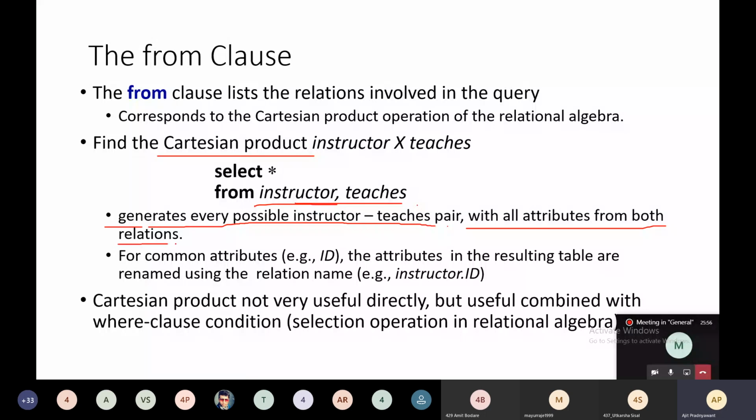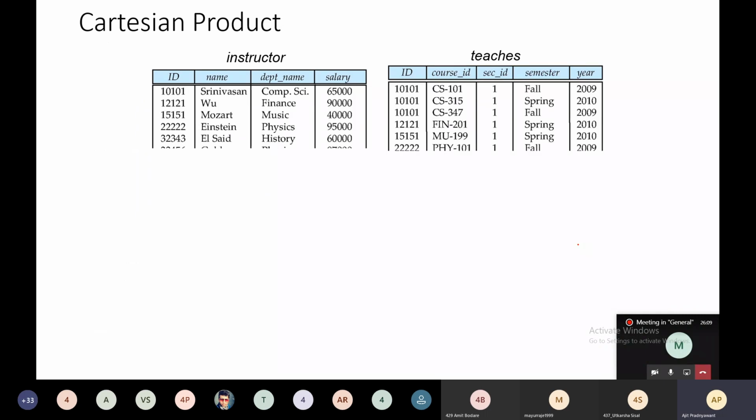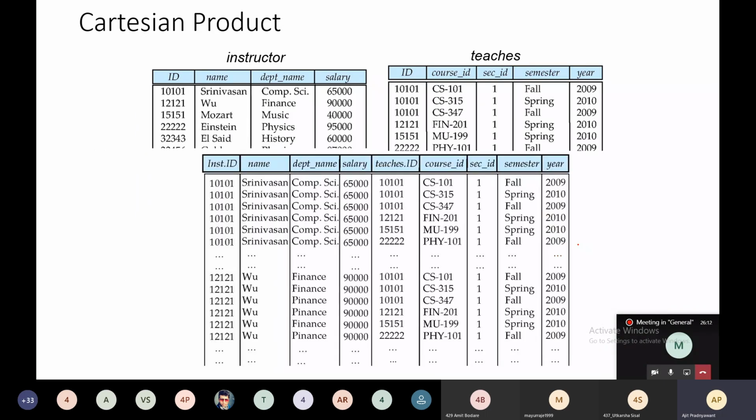Now you can understand this statement very clearly. What is meant by every possible pair and what is meant by it will include all the attributes. So the Cartesian product of instructor and teaches will look like this. Every tuple in the instructor will map to every tuple present in the teaches, and it will record it like this. And this is your Cartesian product.